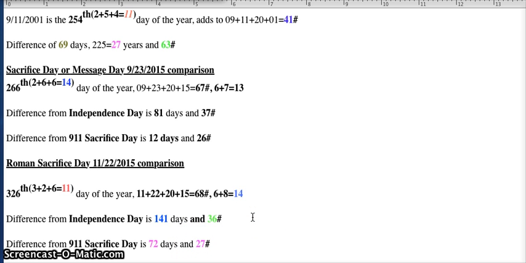36 is the difference between Independence Day and your 1122. 63 is what it was for 9/11 and Independence Day. Again, your inversion numbers. And then if you look at the difference between the sacrifice days, you end up with 72 days. It's 27 in number. It actually breaks down when you look at the difference to 27 years. And this is the difference between Independence Day and 9/11.